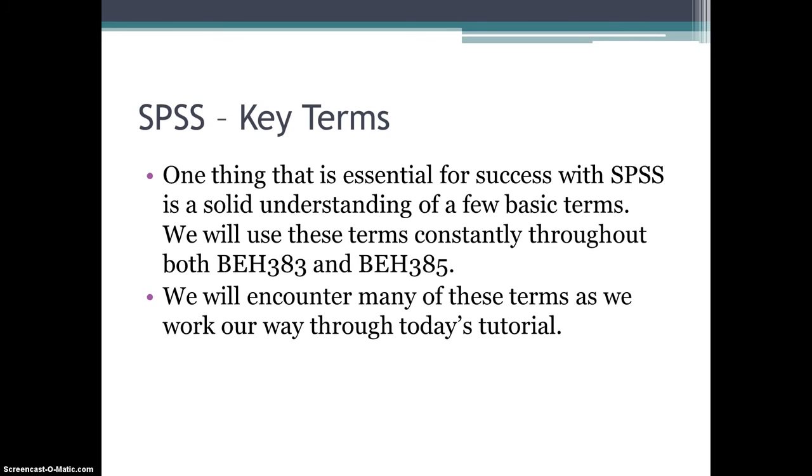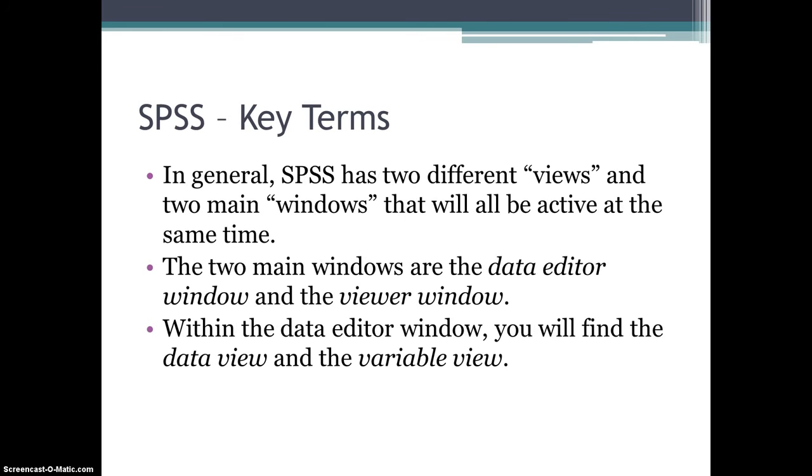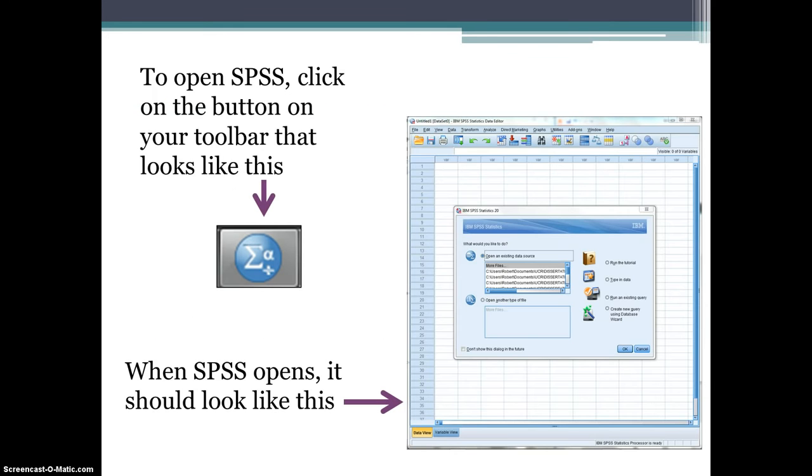So we'll need to understand some of the key terms in SPSS. Basically, in general, SPSS has 2 different what are called views and 2 main windows that'll be active at the same time. We'll show what we mean by that. The 2 main windows are the data editor window and the viewer window. Within the data editor window, you'll find the data view and the variable view. So I'll show you what that looks like.